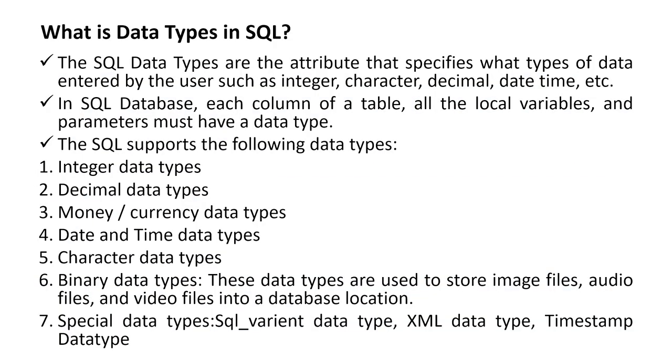What is a data type in SQL? The SQL data types are the attribute that specifies what type of data is entered by the user, such as integer, character, decimal, date, time, etc. In an SQL database, each column of a table, all the local variables and parameters must have a data type. SQL supports the following data types: integer data types, decimal data types, money or currency data types, date and time data types, character data types, binary data types, and special data types.